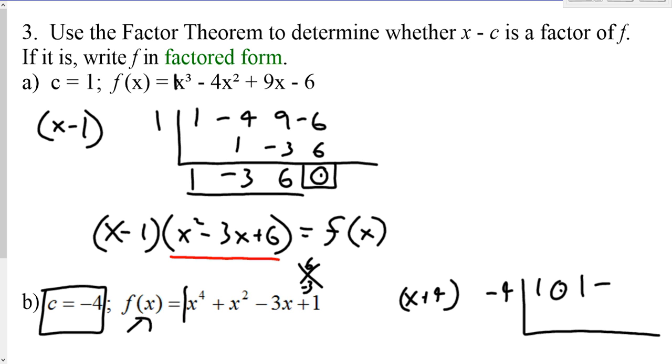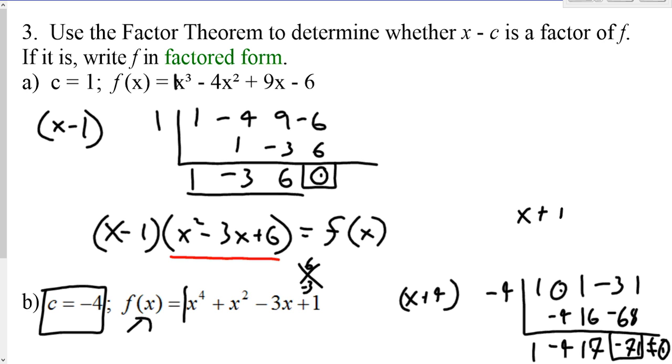Then negative 3, and then 1. So I get 1, negative 4, negative 4, 16, that's 17, I believe this is negative 68, and I get negative 71. It's not equal to 0, so x plus 4 is not a factor. All right, so that can be useful in testing if something's a factor.